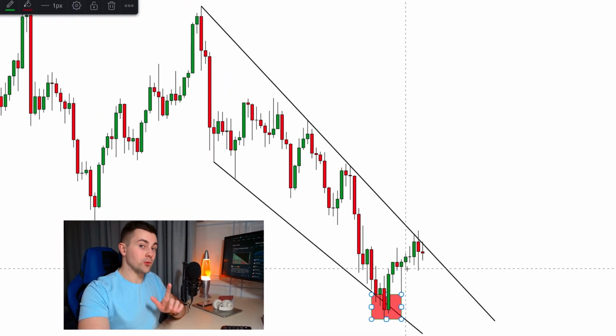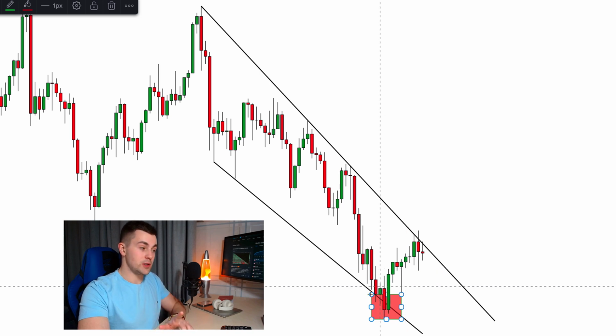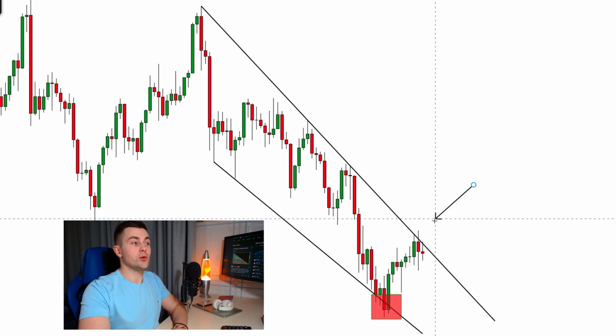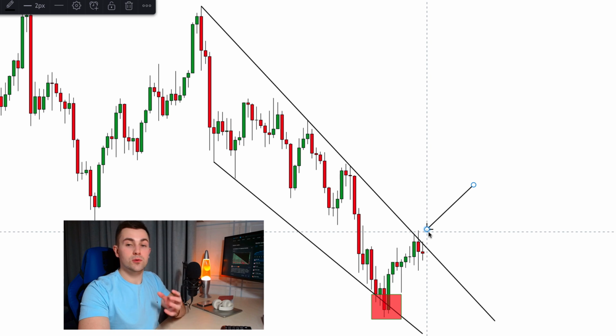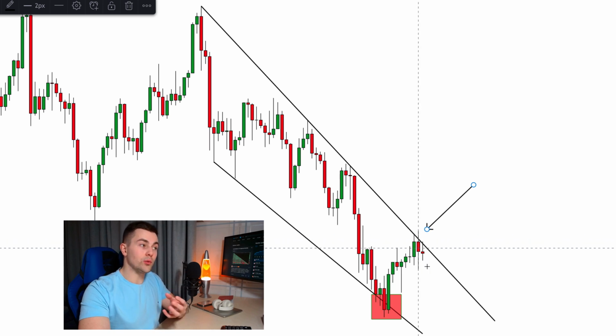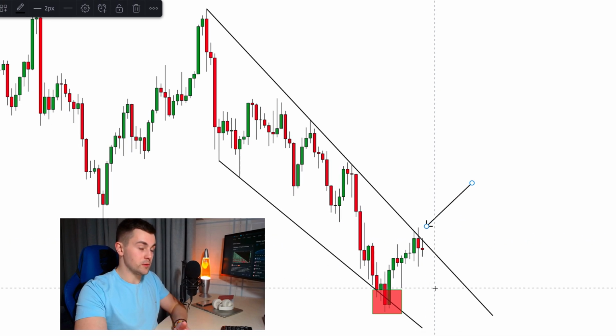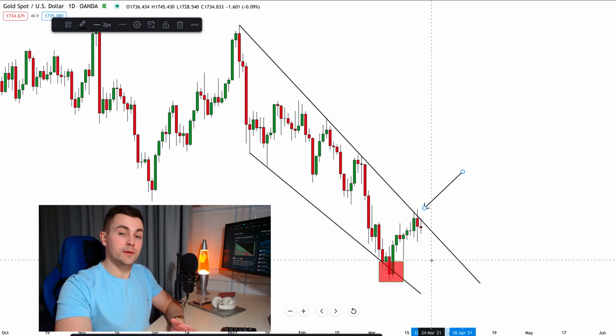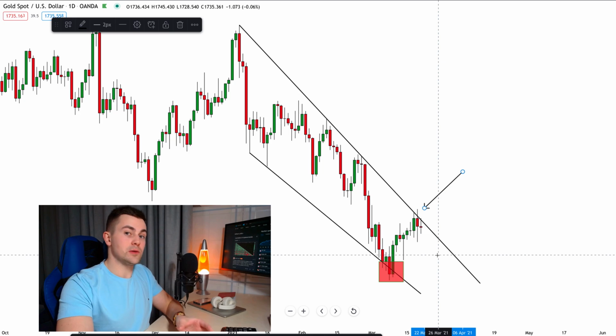It reached the resistance line of a falling channel. So definitely right here we have a very strong resistance from where we can expect a bearish continuation. But with the top-down analysis, we also should look for the confirmation on a lower time frame. So we will analyze the four-hour chart together, and there I will show you what confirmation we are looking for to sell.